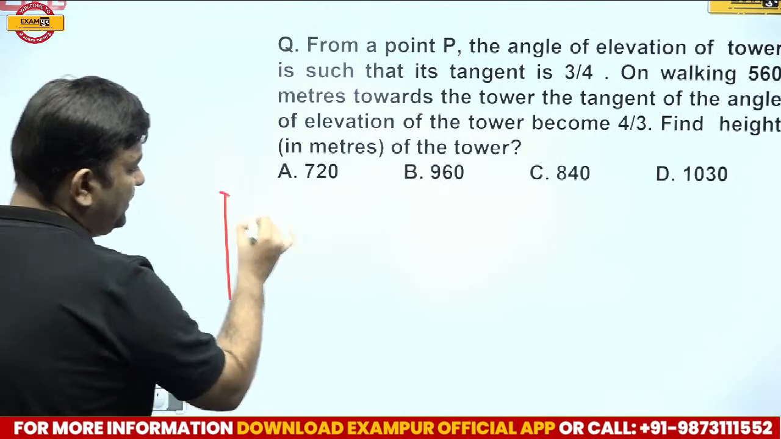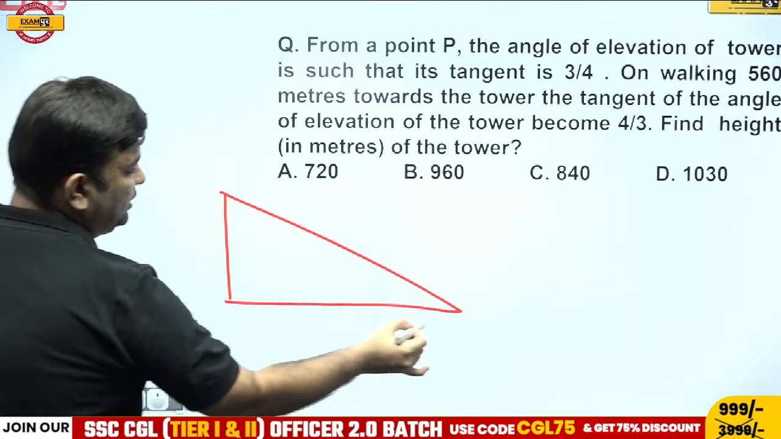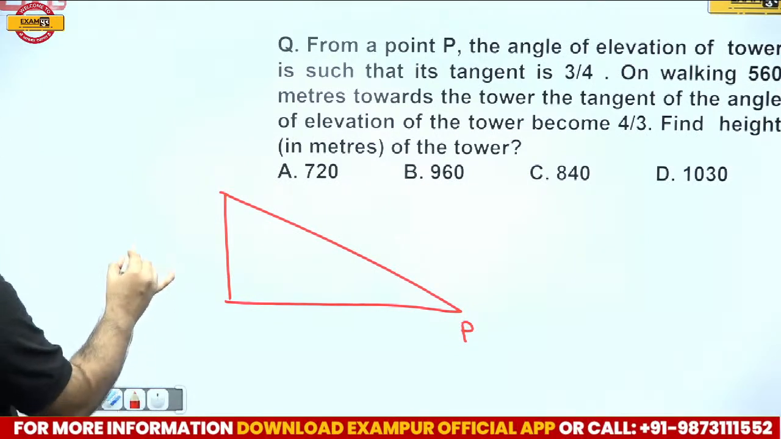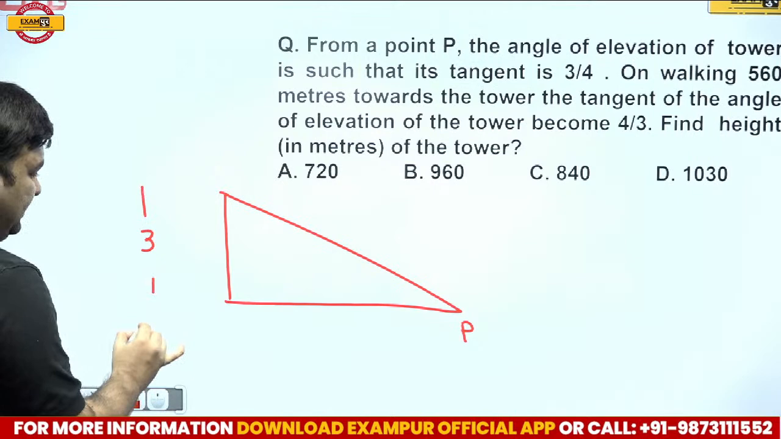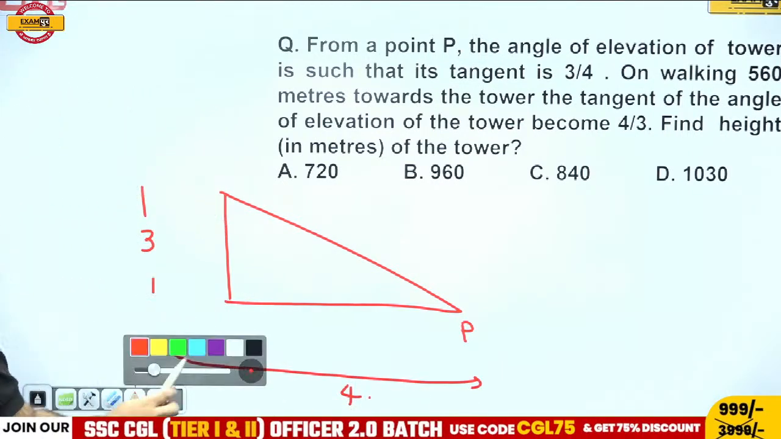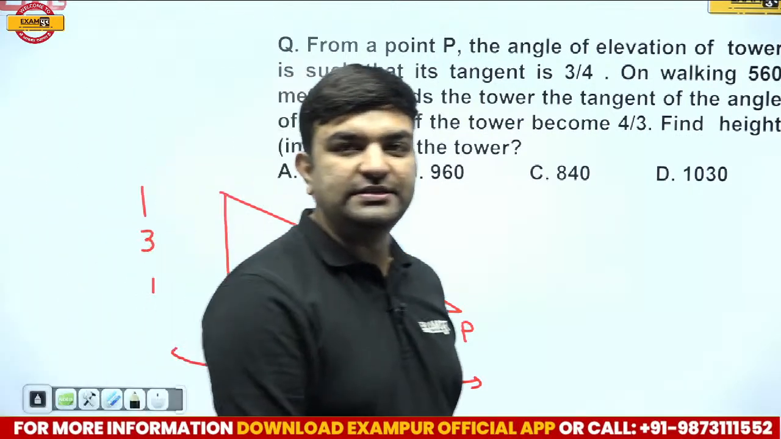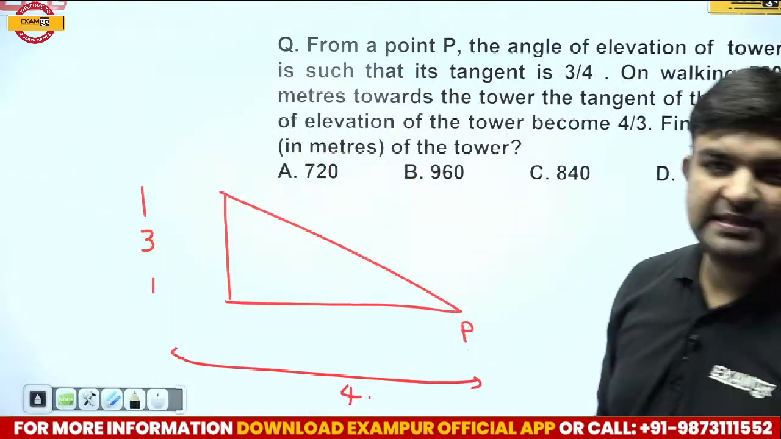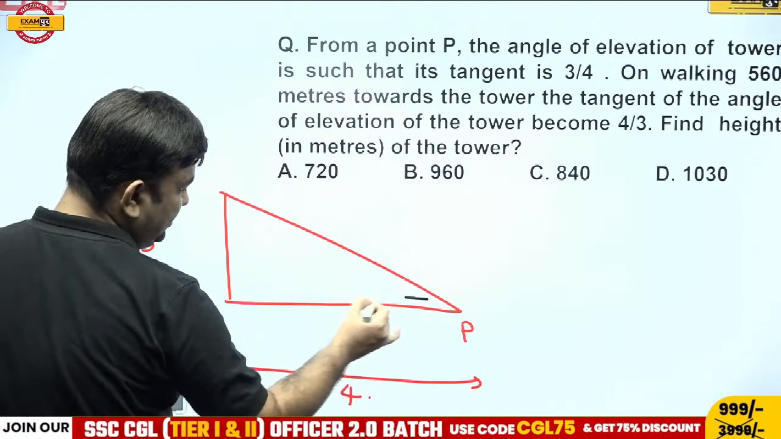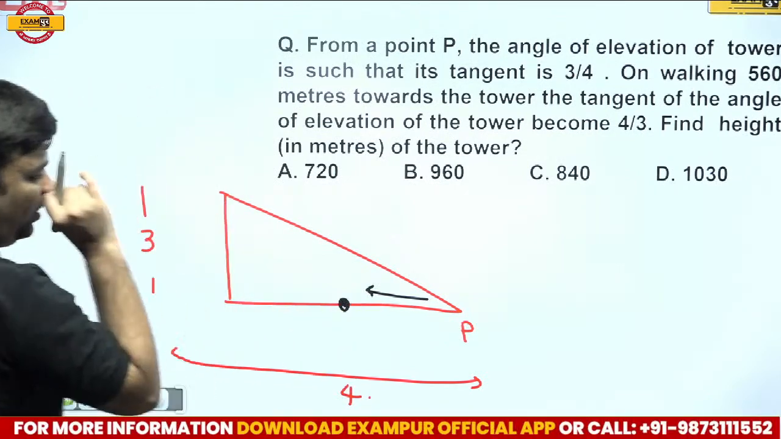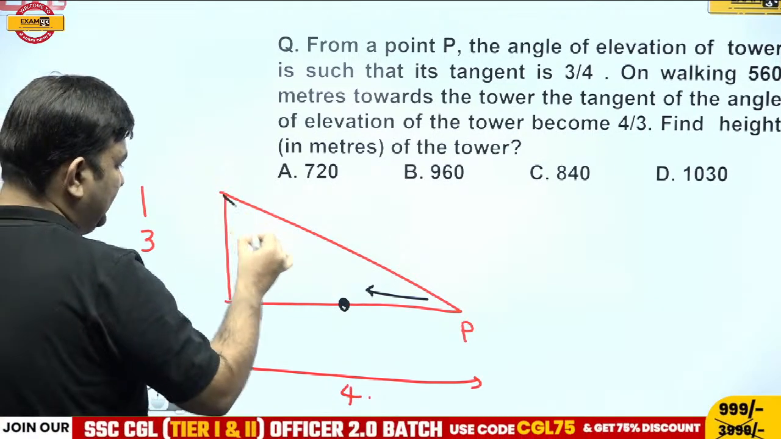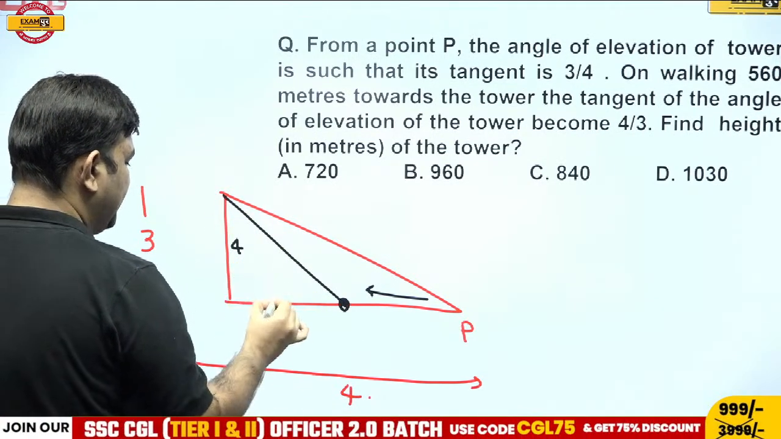From a point on the ground, the angle of elevation of a tower is such that its tangent is 3 by 4. I know it will come in use later on, but I have to write it down as of now. Its tangent is 3 by 4. On walking 560 meter towards the tower, the tangent becomes 4 by 3. So this becomes 4, this becomes 3.